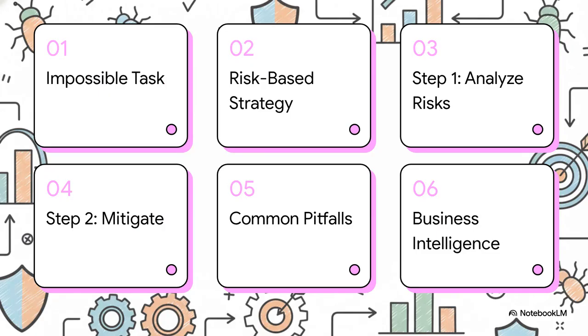All right, so here's our game plan. We're going to look at why testing feels so impossible, then dive into a strategy based on risk. We'll walk through the two main steps, analyzing and mitigating. Then we'll tackle some common problems you might run into and wrap up with how this whole approach turns testing into something way more valuable.